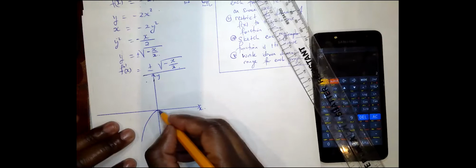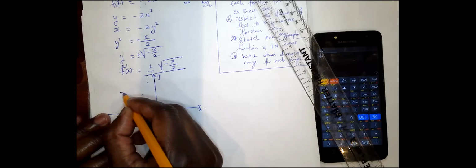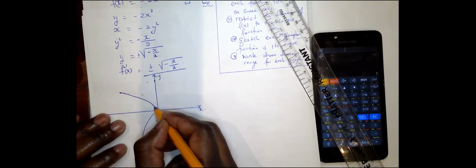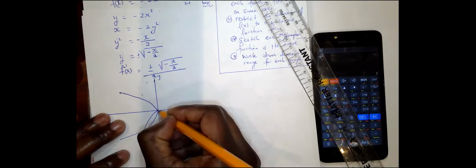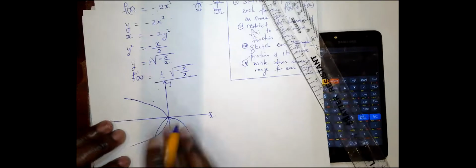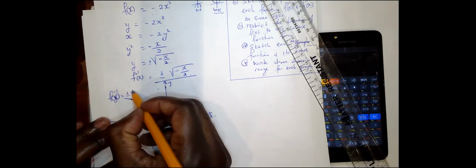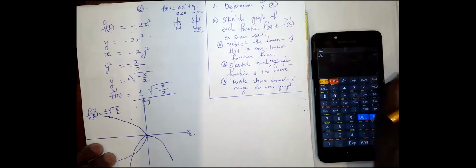So this is what we have there. In the inverse, because remember what we said about the minus, the inverse is like that. So that becomes your inverse. In this case, your inverse, f inverse of x, is equal to plus or minus the root of negative x over 2. That's what we have here. So we have answered the second question there.